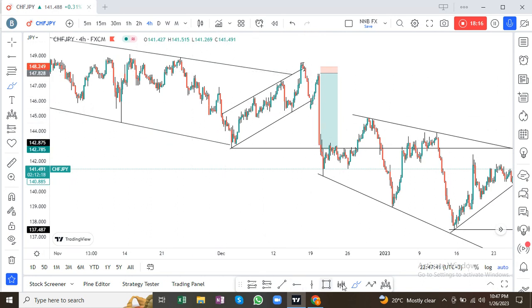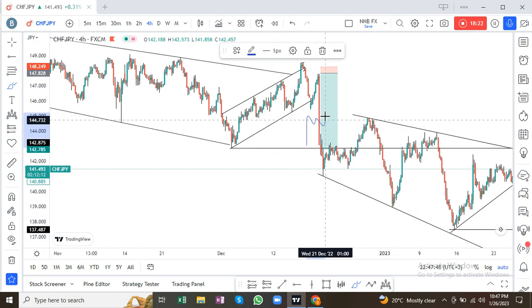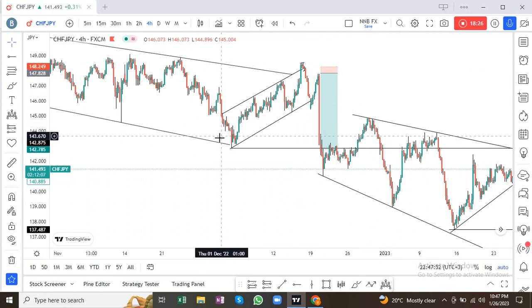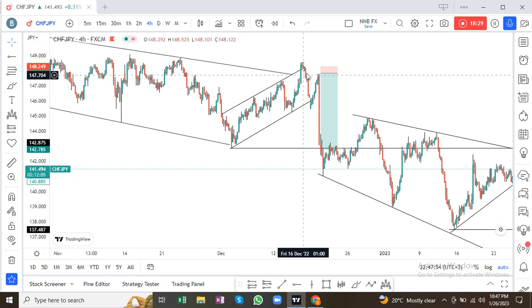So if the market, as I have said, was to go back up, it would have impulsed and started forming smaller corrections while going up. But with this pattern, it normally goes up correctively.